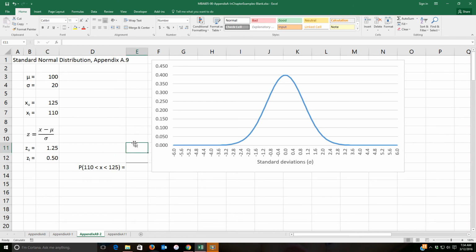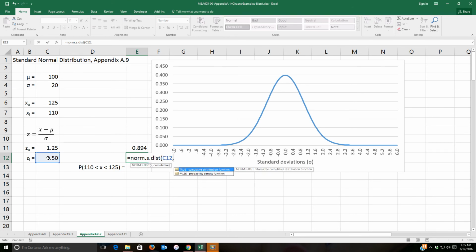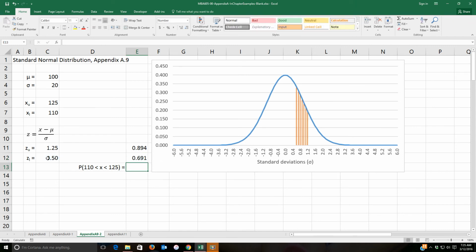We'll convert these. We'll find the area under the normal distribution for each of these. We'll find the area to the left of 1.25 standard deviations. So we'll do norm.s.dist, and that wants the Z value. There we have it. And cumulative is true. Then we'll find the area to the left of a Z value of 0.5 using norm.s.dist, which wants our Z value, and cumulative is true. And then if we subtract the two, the upper minus the lower, we get the area under the curve between the Z value of 0.5 and a Z value of 1.25.